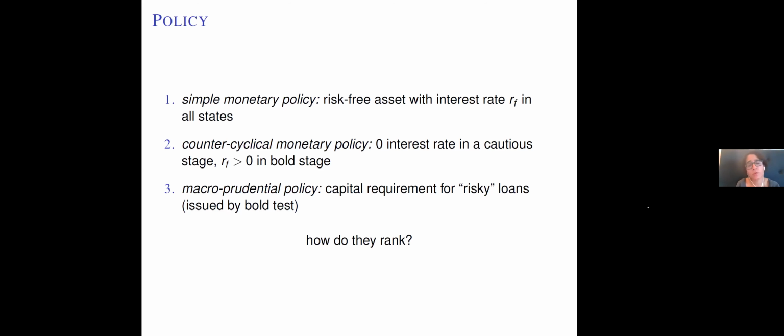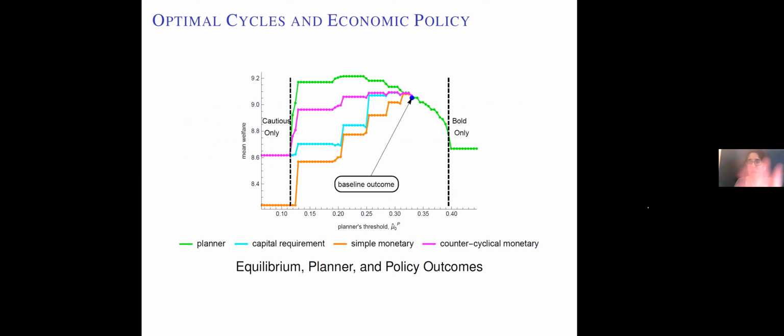Third, this is a macroprudential policy in which there is a capital requirement imposed for investing in risky loans. What is a risky loan? A risky loan is a loan which is issued by a bold test, because the cautious test only leads to loans to good entrepreneurs, so it's not risky. Now the question is, how do they rank? And this is how they rank.